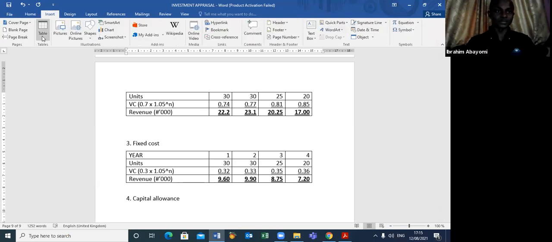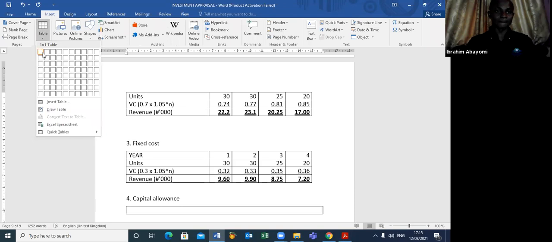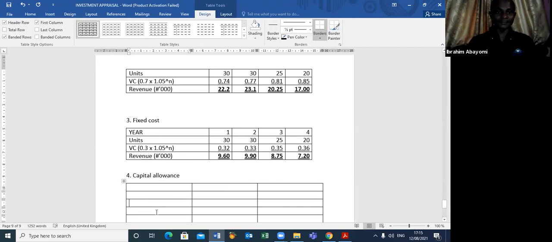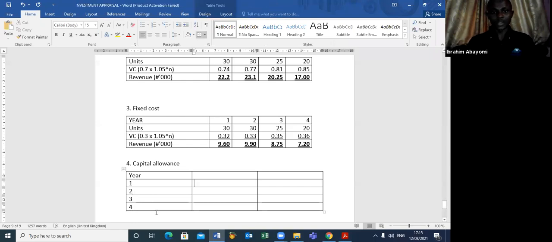Let's go and insert a table. I have my year, cost / tax written down value, and capital allowance. Just 4 columns, and we have 4 years as well. So I have my year here: year 1, year 2, year 3, year 4. And here I have my cost / tax written down value. Now I have my capital allowance at 25%.